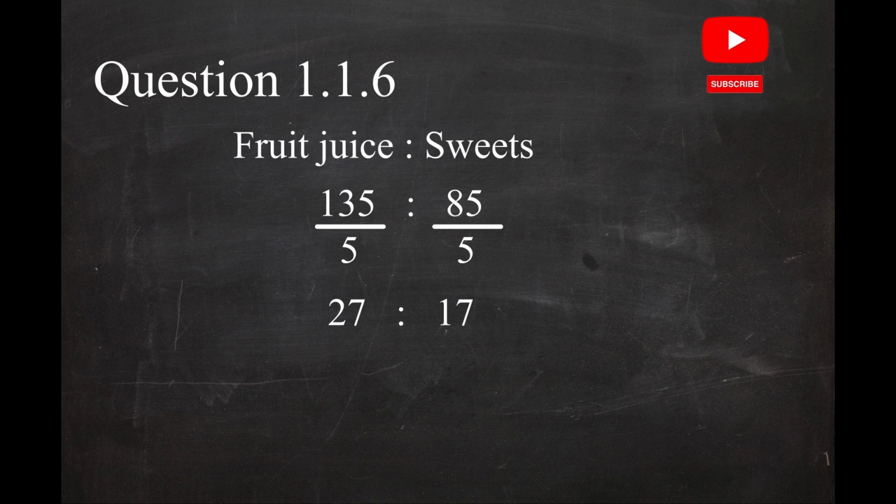From here, there is no common factor for 27 and 17. In other words, no natural number other than 1 can divide into both numbers without producing a decimal number or a remainder. So the simplified ratio of fruit juice to sweets is 27 to 17.